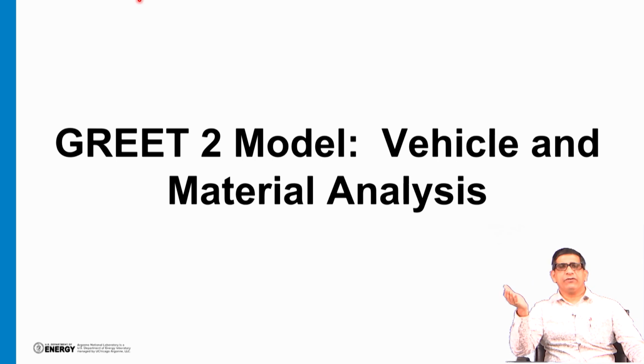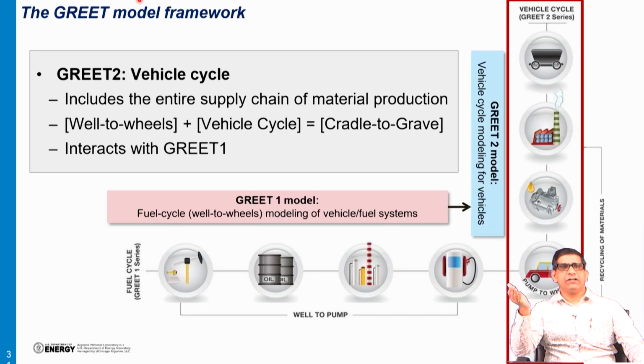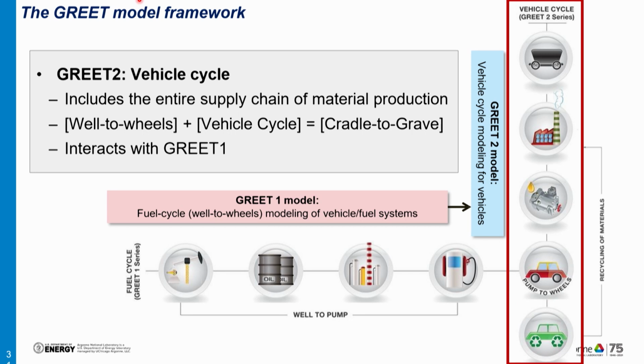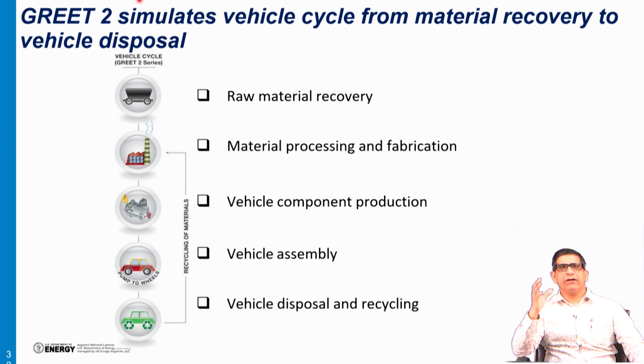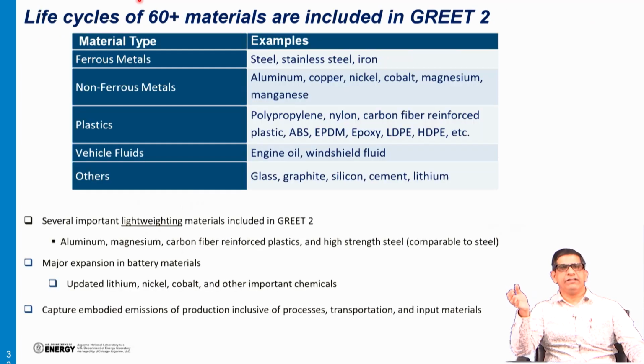Then, in terms of GREET 2, we have the vehicle and material analysis. You look at the vehicle cycle, which includes the entire supply chain, well to wheels, and the cradle to gate. In GREET 2, we are looking at vehicle manufacturing all the way to vehicle disposal. So, vehicle cycles run from material recovery to vehicle disposal: raw material recovery, material processing, vehicle component manufacturing, vehicle assembly, and finally vehicle disposal.